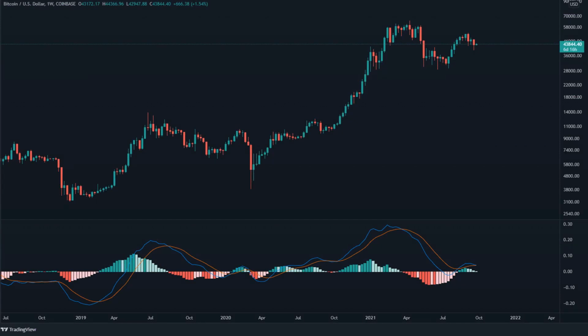Now let's look at Bitcoin's weekly chart with both price and MACD indicator. Say you are slowly accumulating and buying Bitcoin in 2020 when the price is in a range from $6,000 to $11,000. Some call this the accumulation stage. You would have a good position and average.